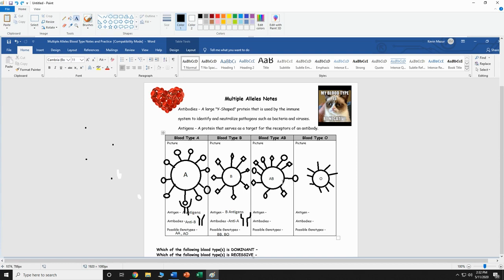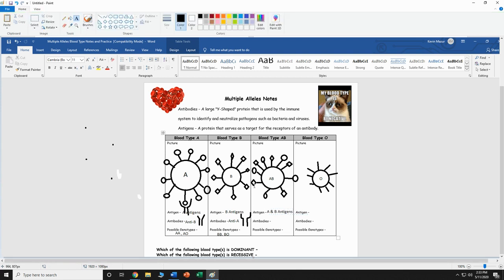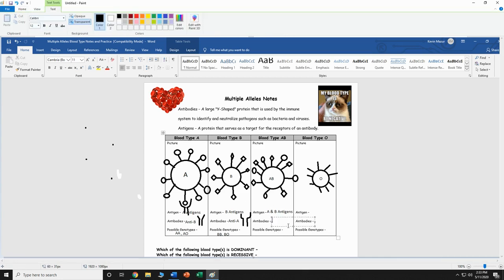All right. Antigens for type AB blood. It's going to be A and B antigens because it has both the circles and the diamonds. These are the antigens. So here's the A antigen, here's the B antigen. All right. The antibodies is going to be none.